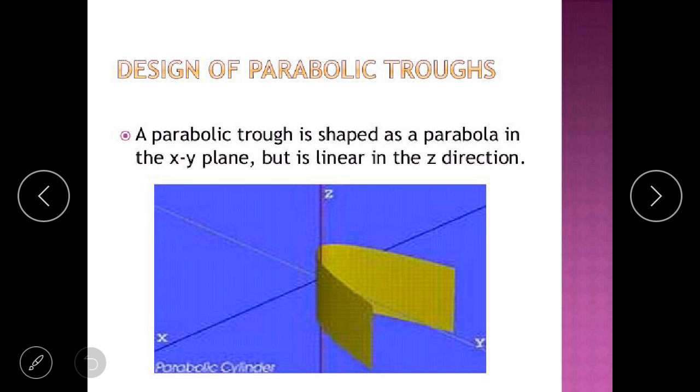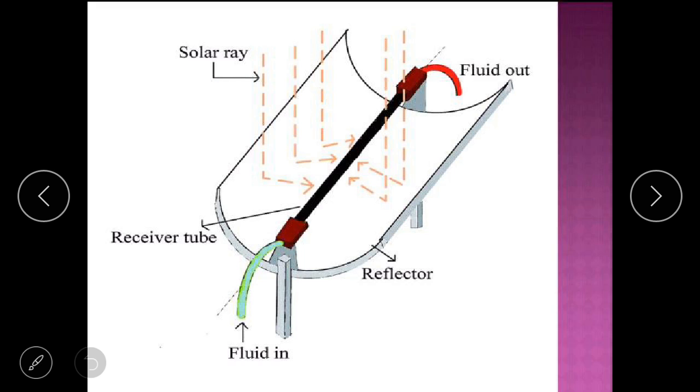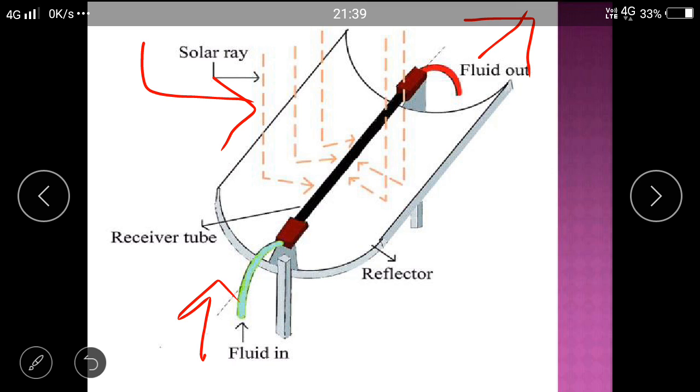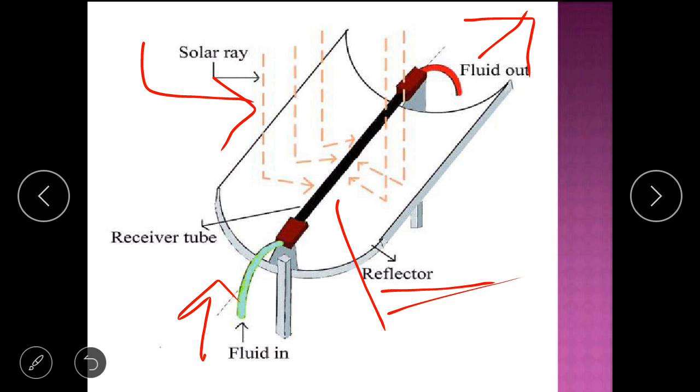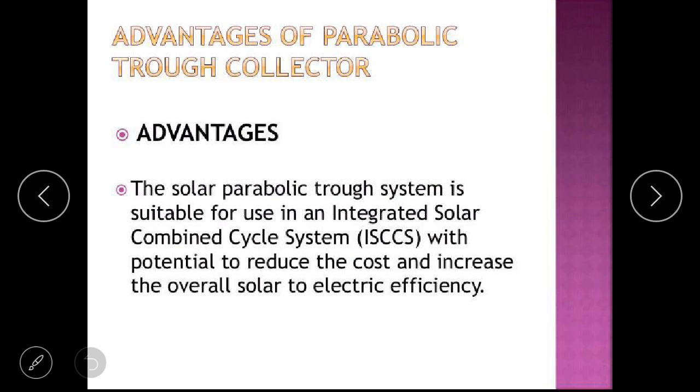Next, what is the design of the parabolic trough? This type of shape has a z axis, here is the y axis, and that is your x axis. It is parabolic in shape. That is your solar radiation. Here fluid in and here fluid out. That is your receiver tube. That is your reflector.